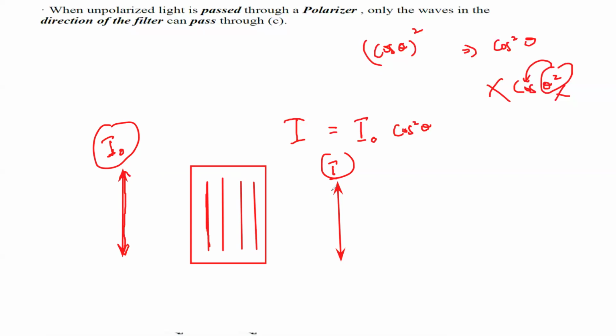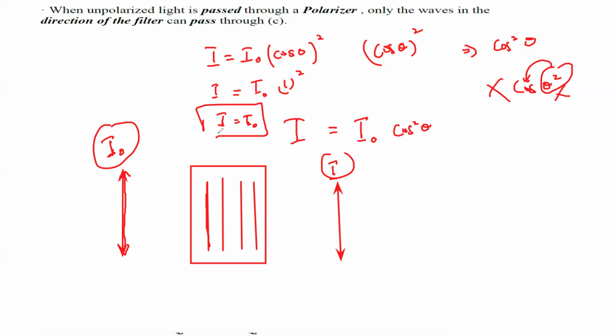It is zero because they are parallel to each other. So when the angle is zero, I substitute: I equals I naught cos zero square. What is cosine zero? Cosine zero is 1. So this will be 1 square. So what does it mean? I equals I naught. It means when the plane of the polarizing filter and the polarized light are exactly parallel to each other, or the angle between them is zero, the maximum amount of radiation will pass through, and the intensity of the incident wave will be equal to the intensity of the polarized wave.